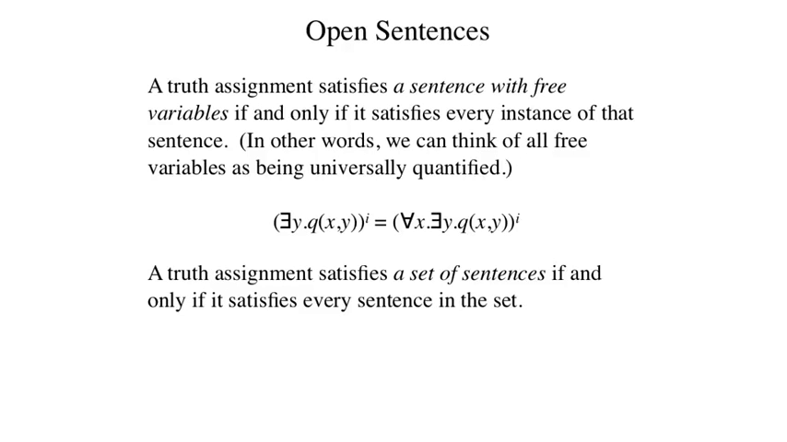A truth assignment satisfies a sentence with free variables if and only if it satisfies every instance of that sentence. In other words, we can think of all free variables as being universally quantified. And finally, a truth assignment satisfies a set of sentences if and only if it satisfies every sentence in the set. This exercise tests your grasp of semantics by asking you to evaluate some Herbrand logic sentences.